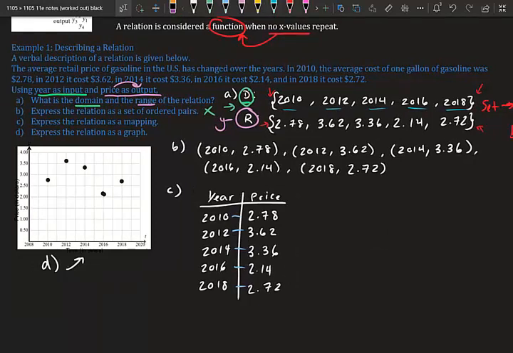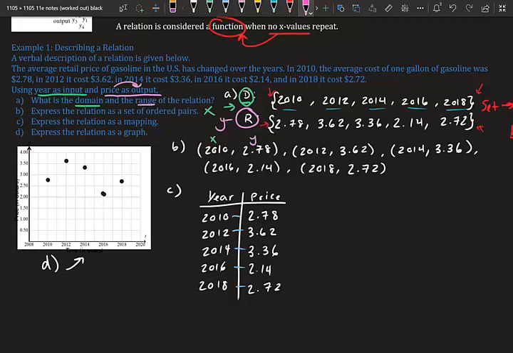All right, B is to express the relation as a set of ordered pairs. So now we want to list it as ordered pairs. An ordered pair is always X and Y. And we always use parentheses, right? So we just combine them to the correlating year and price. So (2010, 2.78), (2012, 3.62), all the way to (2018, 2.72).